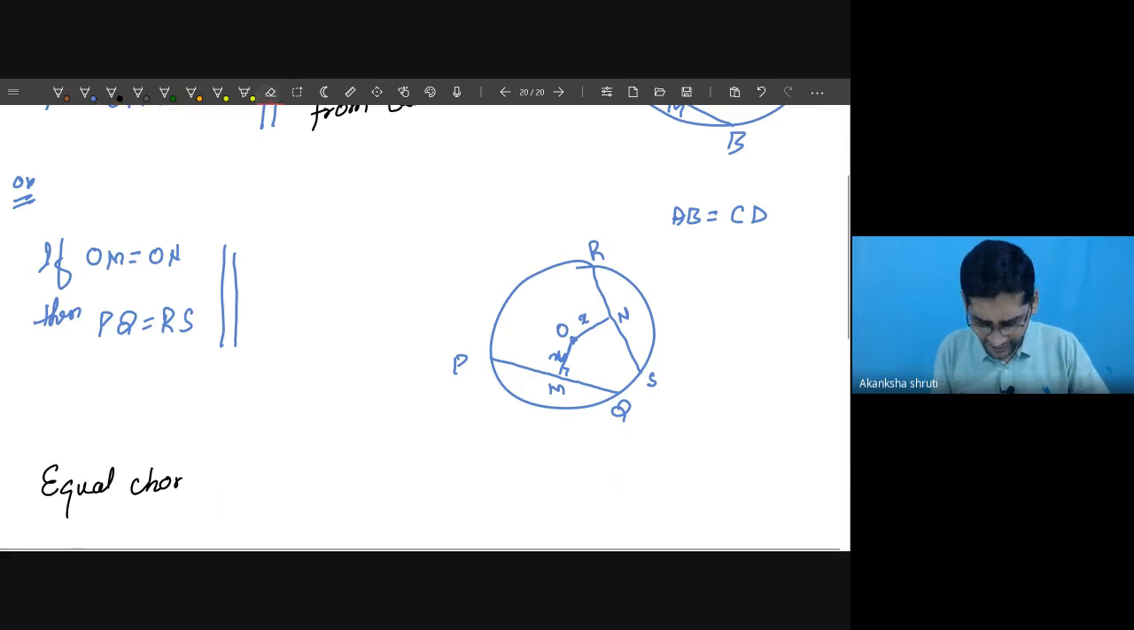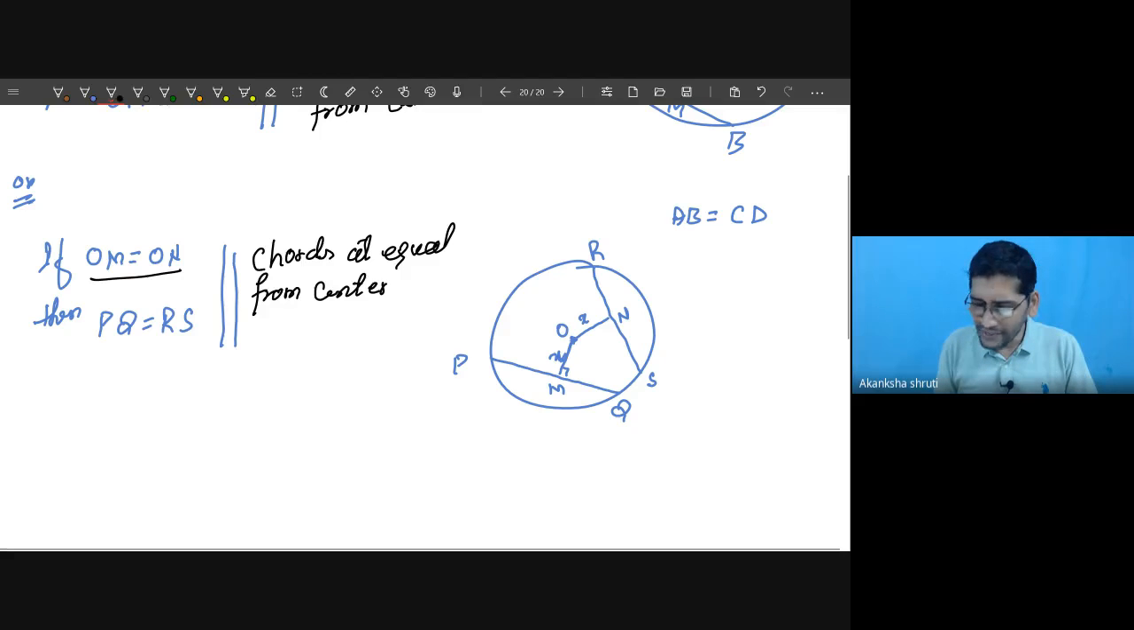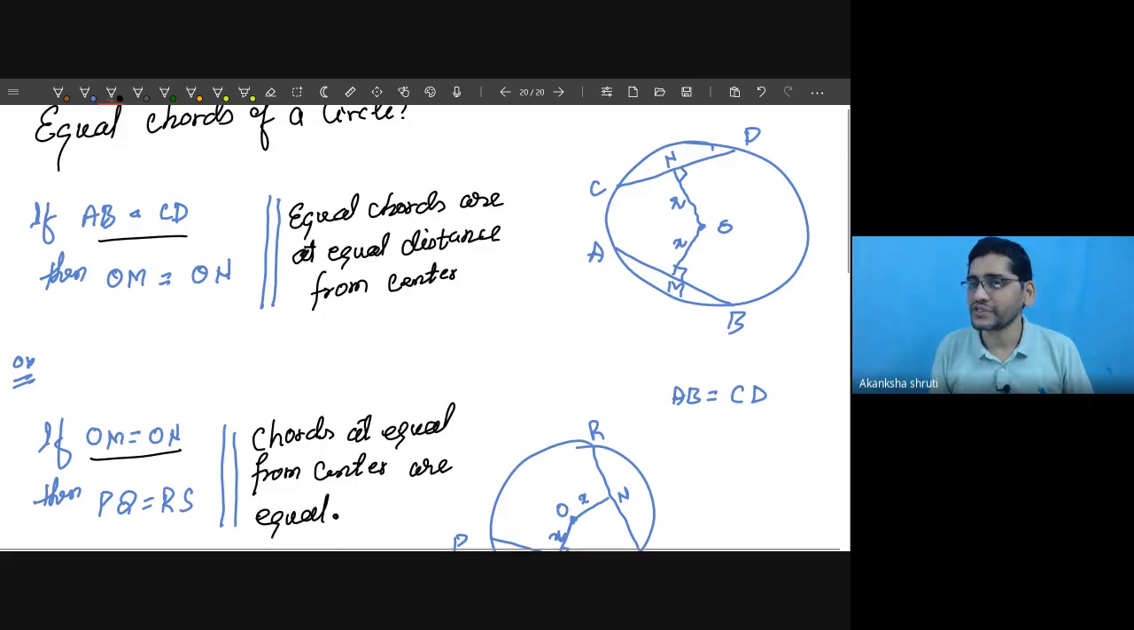This is the condition. What does it mean? Chords at equal distance from the center are also equal. So this is the condition where the chords are at equal distance from the center, meaning the distances OM and ON are given as equal. If the distance OM is equal to ON, then the chord PQ will equal RS. So these are the other two things that we have to understand.